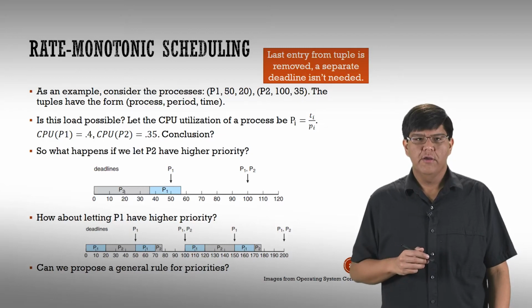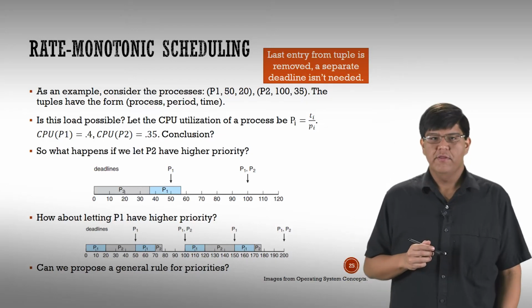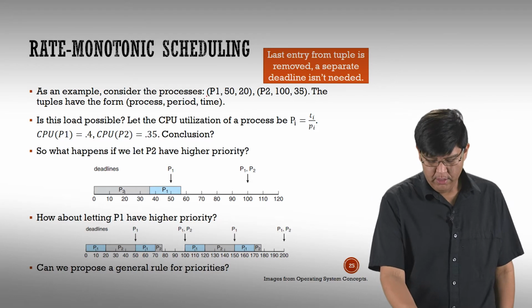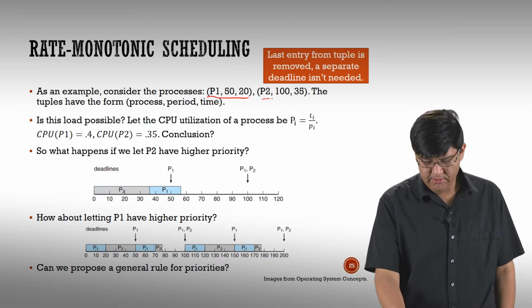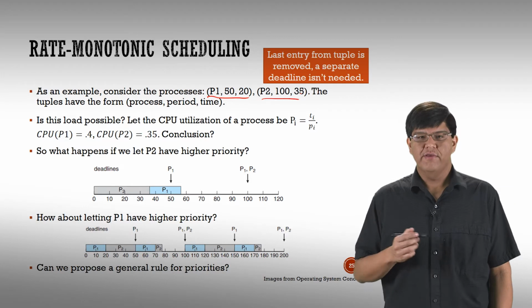In this video, we're going to take a look at rate monotonic scheduling. So let's start with our little processes here. We have basically our P1 and our P2. Now we're not going to use the full tuple that has 4 things in there. We're only going to need 3.